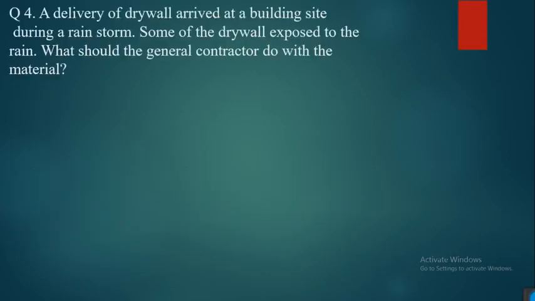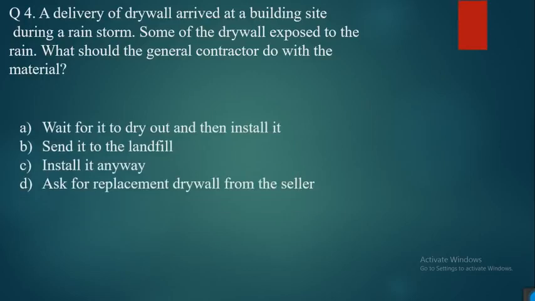Fourth question. A delivery of drywall arrived at a building site during a rainstorm. Some of the drywall was exposed to the rain. What should the general contractor do with the material? Options are: wait for it to dry out and then install it, send it to the landfill, install it anyway, ask for replacement drywall from the seller.